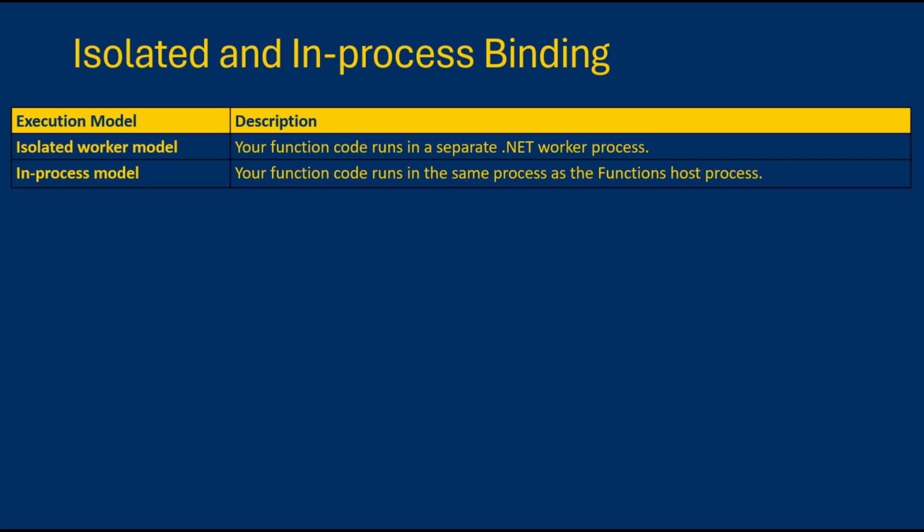As you all know, Microsoft has introduced .NET 8 LTS. With this, it also introduced a new concept in bindings, which is isolated and in-process binding. Here it means a developer can create bindings, input or output, in an isolated worker process or in process. Till now, all the function apps which developers have created were using the in-process model. Recently, Azure introduced the isolated worker model, which runs functions in a separate .NET worker process. We will discuss this topic in our upcoming videos in great detail.